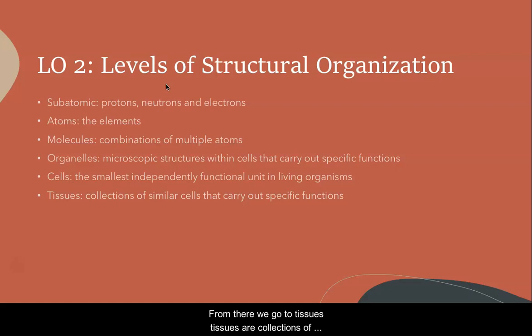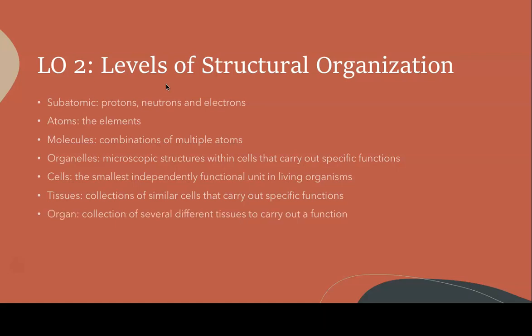Tissues are collections of similar cells that work together to carry out specific functions. Like that cardiac tissue that I showed you that would be working together to make the heart and do the heart functions, beating and all of those things, sending blood to different areas of the body. Then you've got the organ that we just talked about, like the heart, which is a collection of several different tissues working together to carry out a specific function.